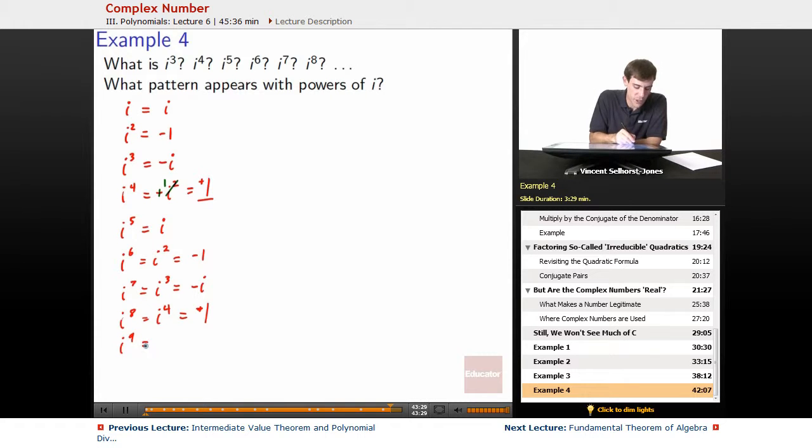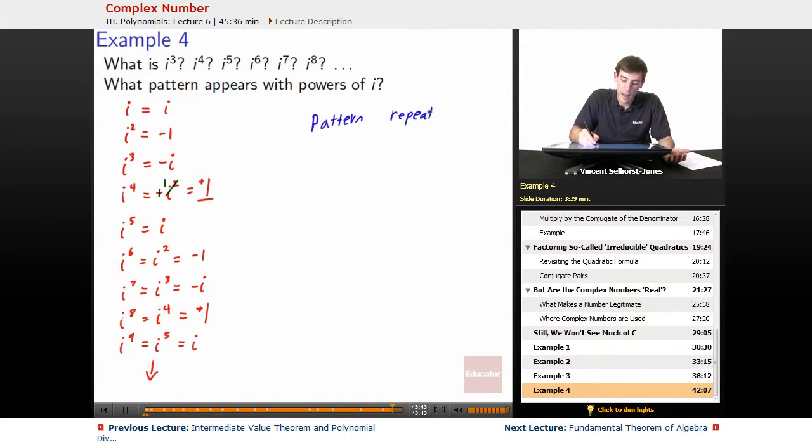i to the ninth, if we just kept going, we'd have i to the fifth. Hey, we already figured out what i to the fifth was. That was i to the 1, which is just i, and so on, and so on, and so on. So the pattern repeats every 4.